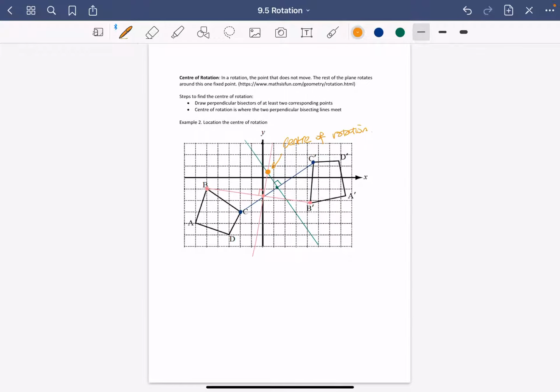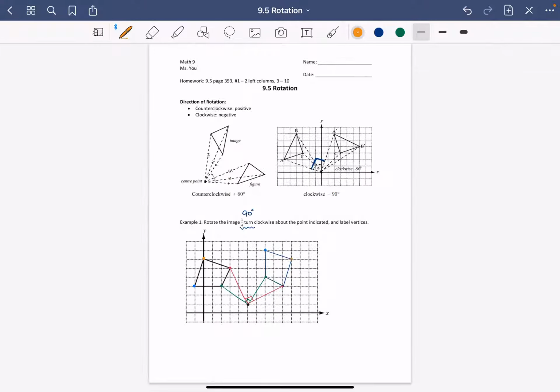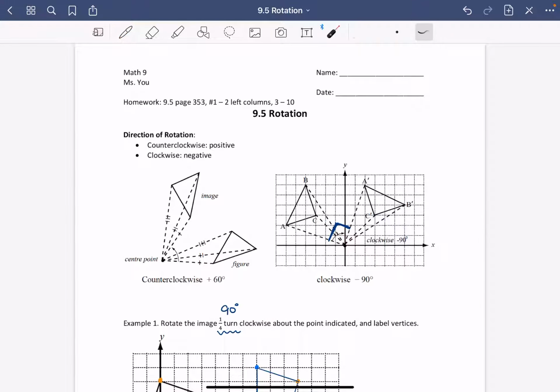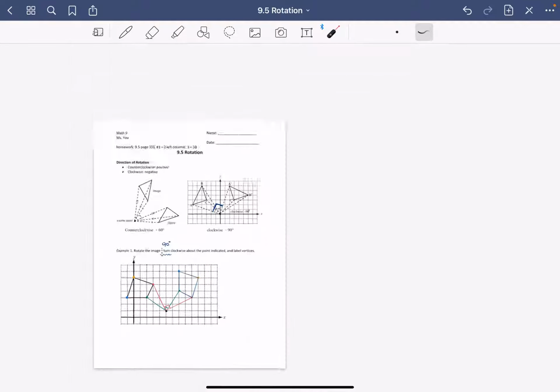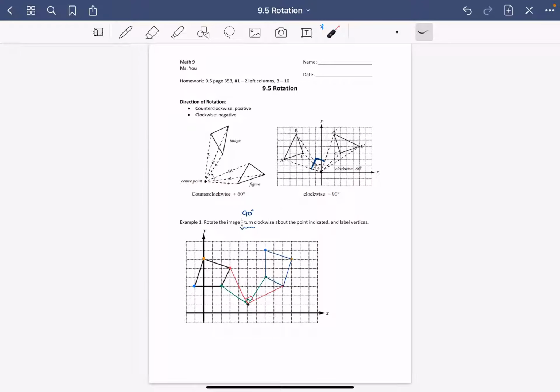Okay, so that's it for today. Your homework is up here. You can try those questions in your workbook and let me know if you have any questions.